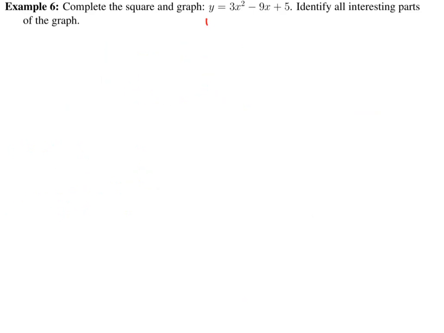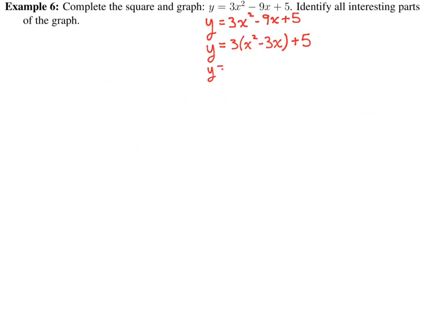Okay, one more example. y equals 3x squared minus 9x plus 5. Last time it was negative x squared, so we factored out negative 1. This time it's 3x squared, so we need to factor out the 3. Again, I recommend you leave the constant term alone. It saves you agony and despair.